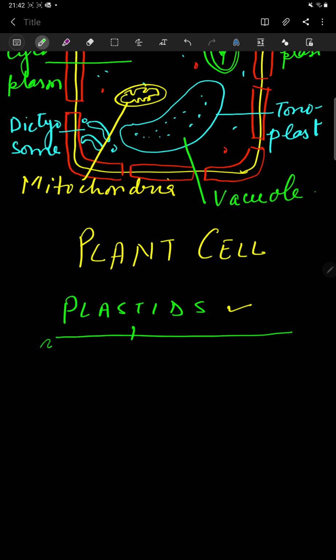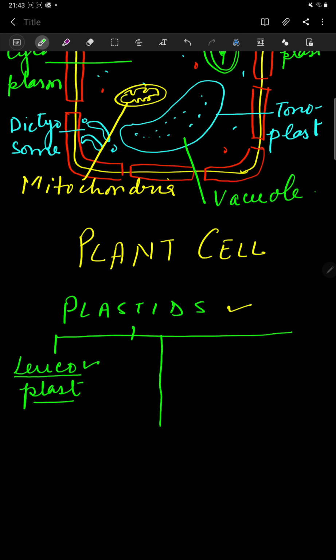Number one is termed leucoplast, L-E-U-C-O. You just focus on this point. The meaning of leuco is colorless, just like WBC. For WBC we use the term leukocyte. Cyte means cell, leuco means colorless. Here we are using the term leuco and then plast. So the definition of leucoplast is colorless plastid.